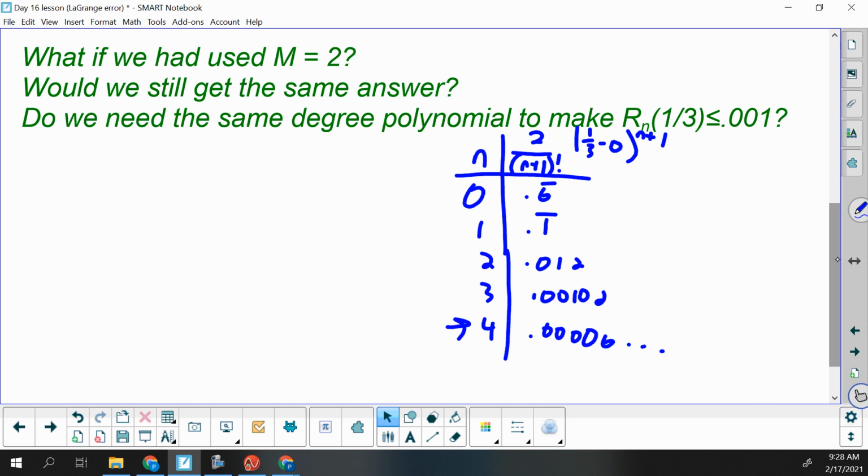So again, the big idea with these ones is only look at the terms in your table that would be in your Taylor polynomial. E had every power, so we can look at all of them. If we were working with a sine, we would only look at the odd values of n. If we were working with cos, we would only look at the even values of n.